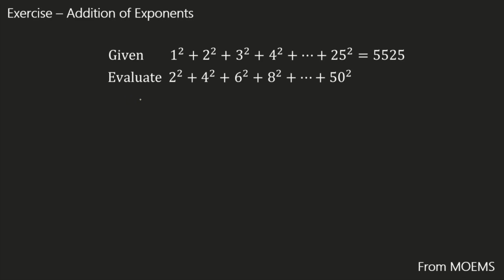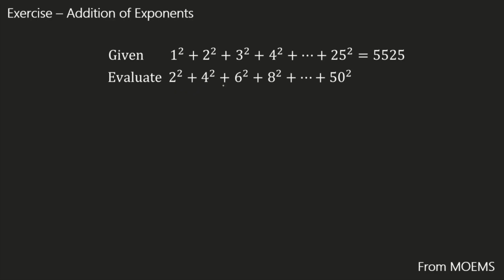Let's look at our next exercise problem. Given that 1 squared plus 2 squared plus 3 squared, so on and so forth, to 25 squared is equal to this number right here, evaluate the expression 2 squared plus 4 squared, so on and so forth, to 50 squared. Now notice that this expression has 25 exponents with bases of consecutive even numbers.